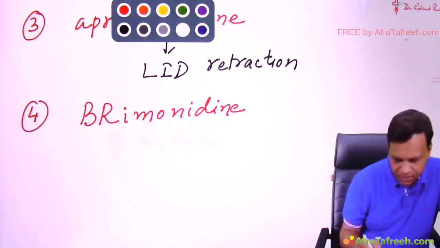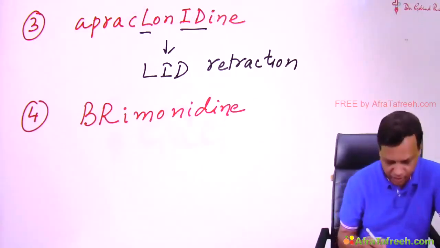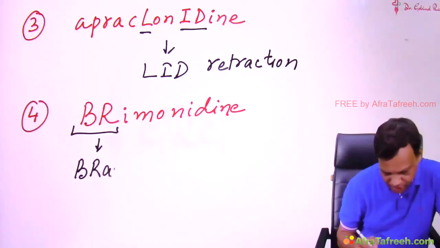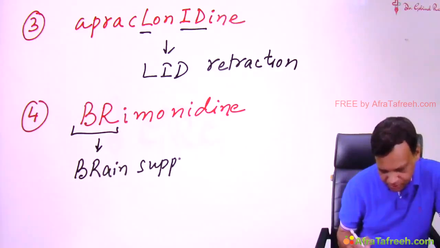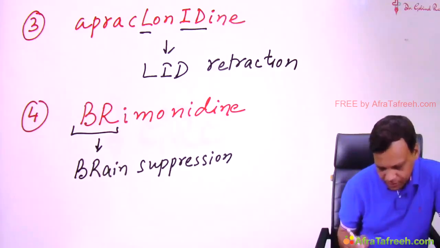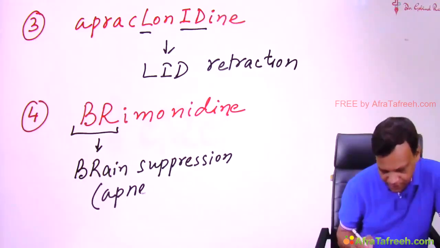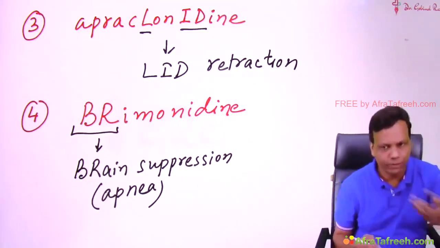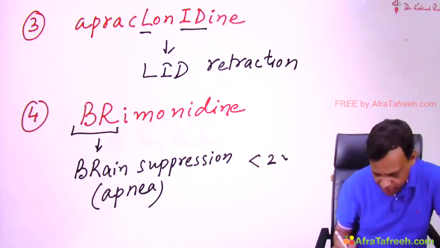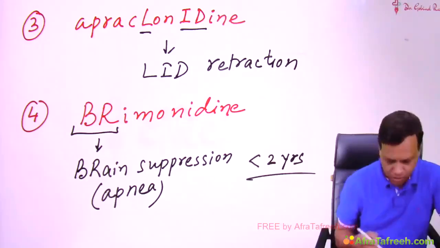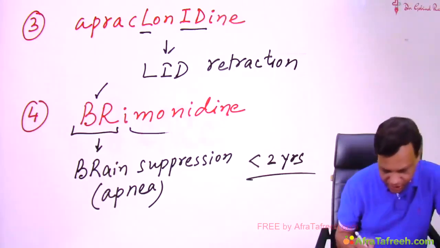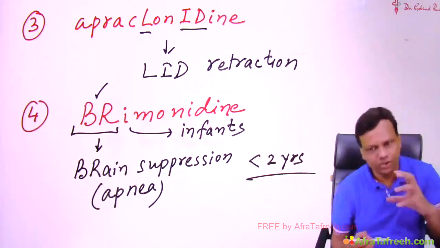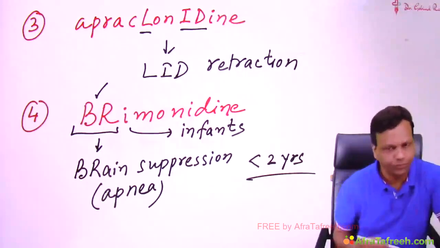It causes brain suppression. Both apraclonidine and brimonidine can cause it, but it is more important with brimonidine. The name says it causes brain suppression, leading to apnea. And the risk is higher in newborn babies, usually up to 2 years. So it is contraindicated in children less than 2 years. So you can remember it causes BR for brain suppression, I for infants. It causes brain suppression in infants. So in young babies it is contraindicated. Clear?